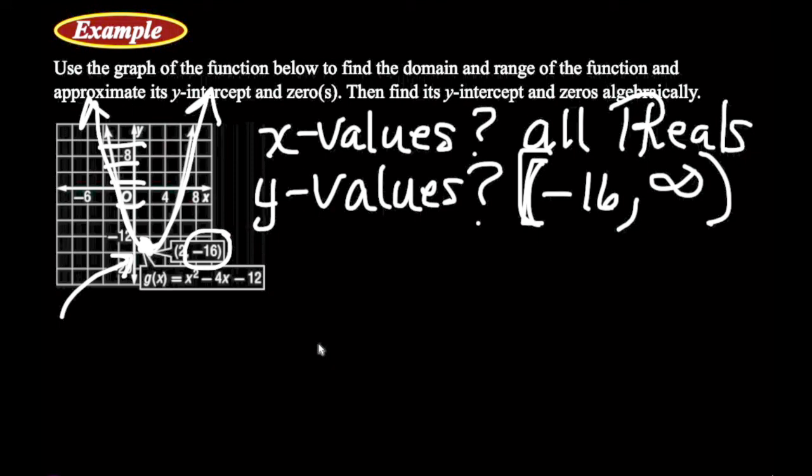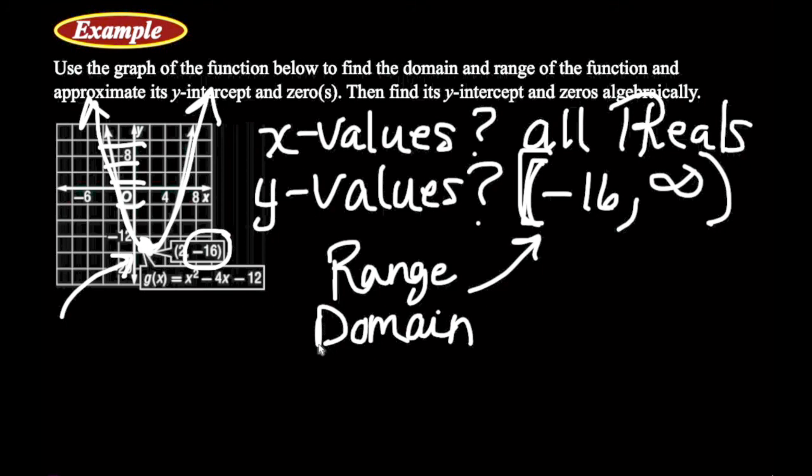So our range would be anything from -16 to infinity. Our domain, if we wanted to write that in interval notation, would be from -infinity to positive infinity, because it's all real numbers. So there's our domain and our range.